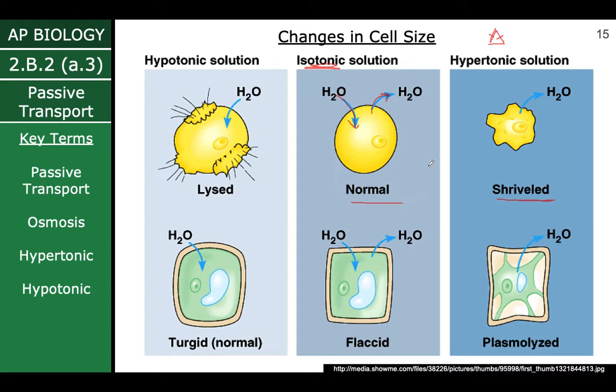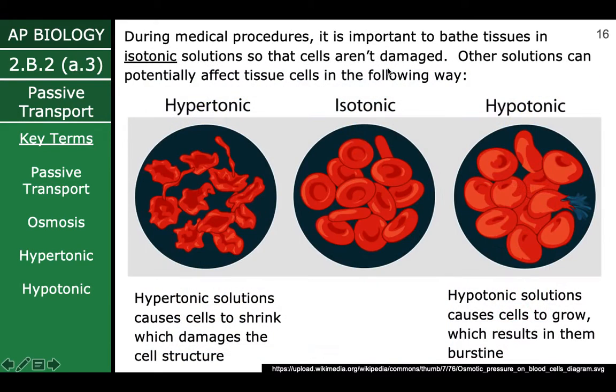That's normal. For a plant cell, that's going to be fairly flaccid. It's not going to have the rigidity that it really needs. Okay, so again, there's just some diversity in what cells need, and that's totally fine. Here's just another nice little visual about what happens when you put cells into different solutions.